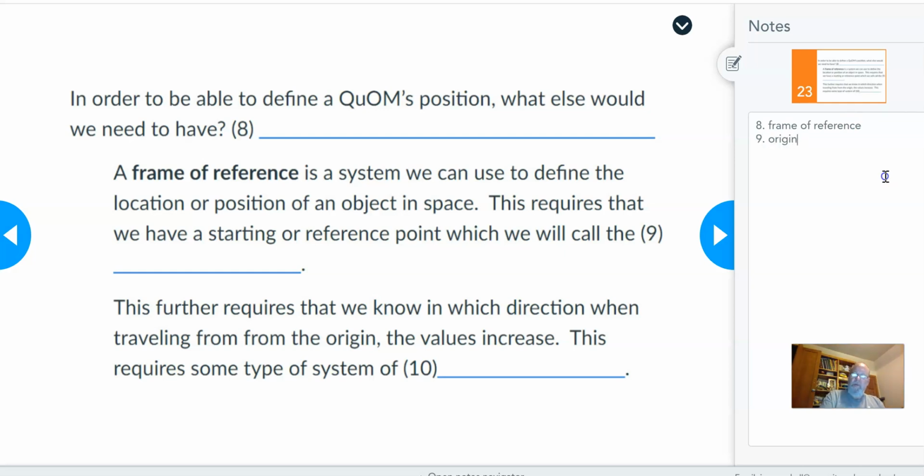Okay. This further requires that we know in which direction, when traveling from the origin, the values increase. This requires some type of system of, we're going to say, coordinates. Okay, so in order for me to be able to see where I am in space, I need a frame of reference. I have to relate that position to something. Okay, I can't just say, oh, it's in space. I have to say it's in space 9 meters from the origin in such and such a direction.